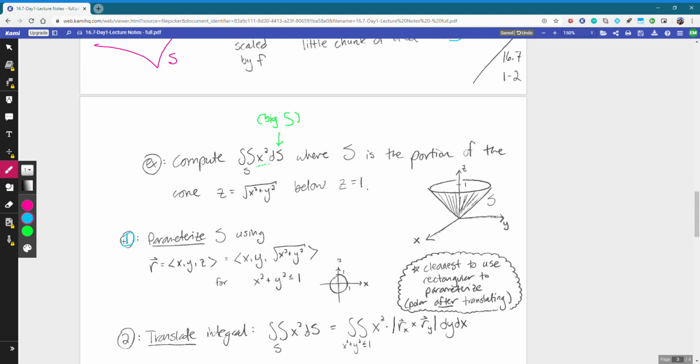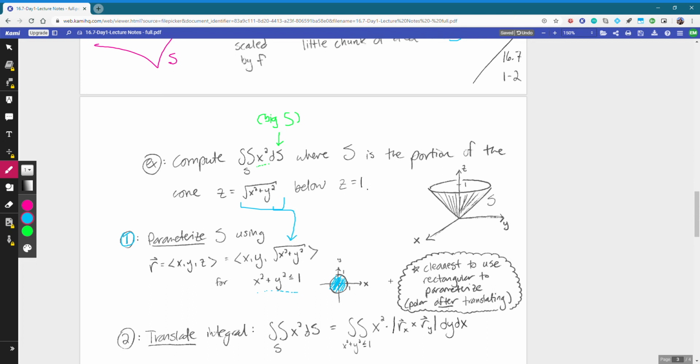Step 1 is parameterize our surface, and we've already done that, right? For example, we used rectangular coordinates to describe our cone. I just plopped what z equals in terms of x and y into the z component, and we said we could use x and y as our parameters. And the shadow of our cone here was the unit circle, filled in, I guess I should say, unit disk in the xy plane.